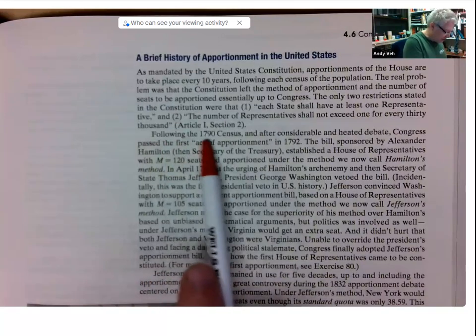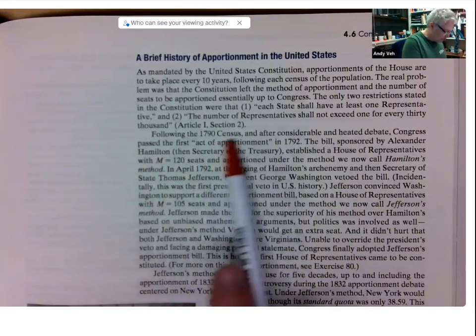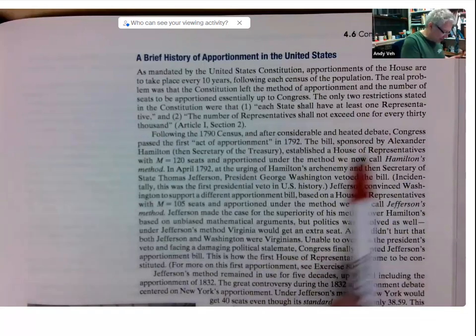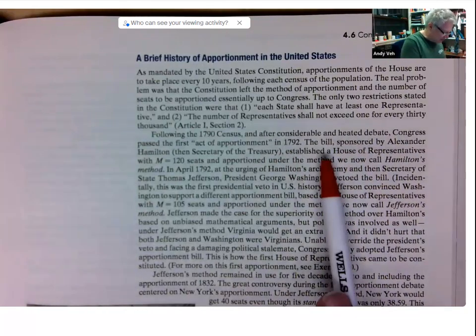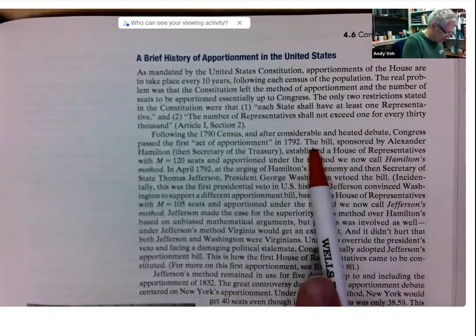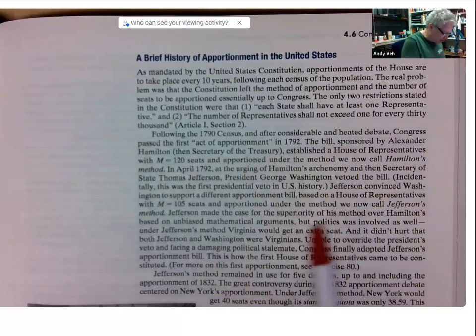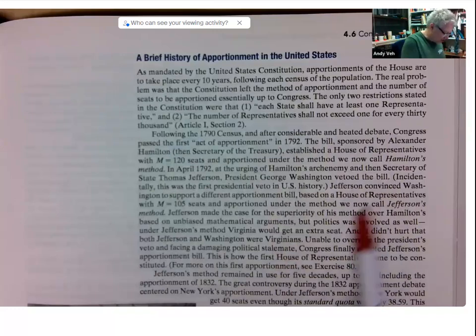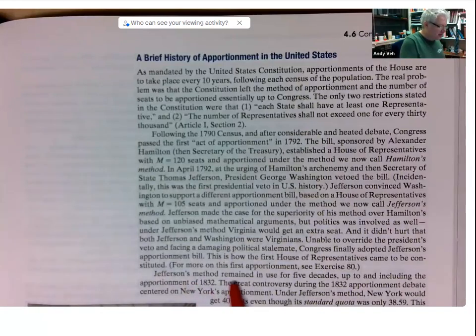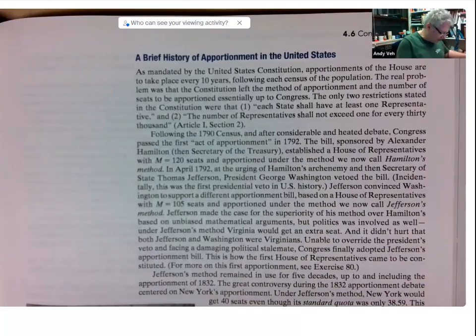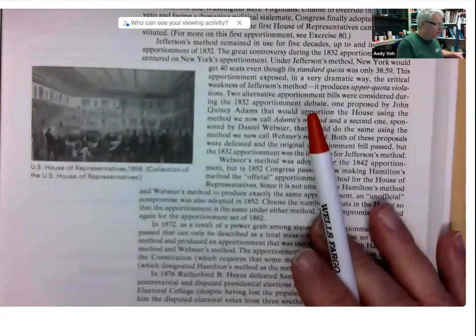Following the 1790 census, and after considerable and heated debate, that's why I'm reading this here, because there's more to apportionment, especially for the House of Representatives, like Hamilton's method, and then it was vetoed by President George Washington, and Jefferson convinced Washington, and so on. Then Jefferson's method remained in use for 5 decades, and so on and so on. I'm going to go down here.